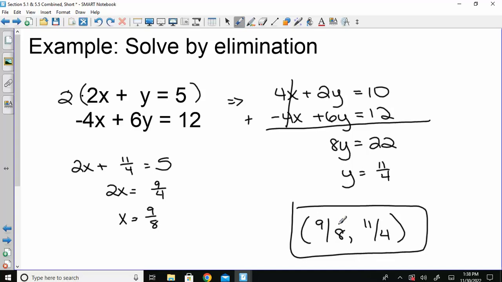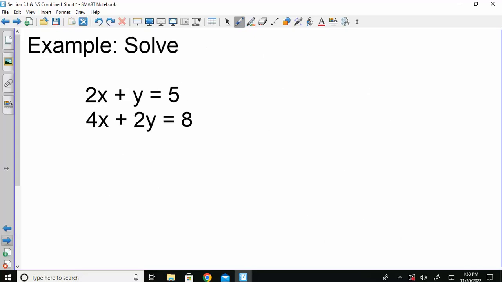Questions on that one? And we know we can check them just by going back to the originals. Let's do another elimination problem. So pick your variable. What do you want to eliminate? Y. Okay, if I want to eliminate my y, what am I going to multiply by? Negative 2.